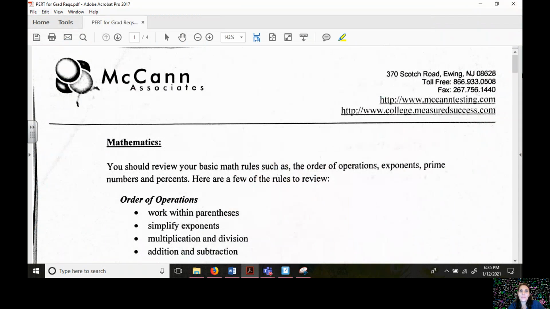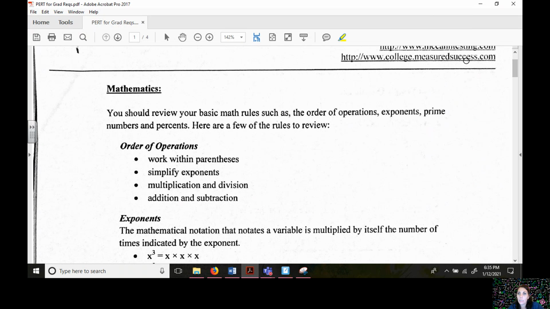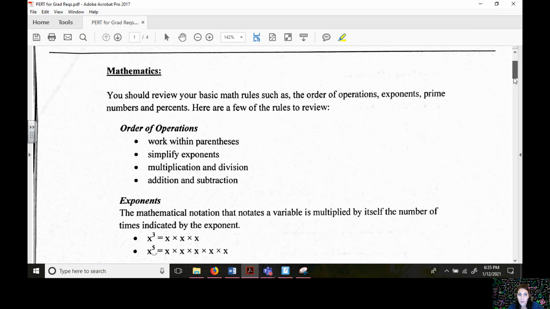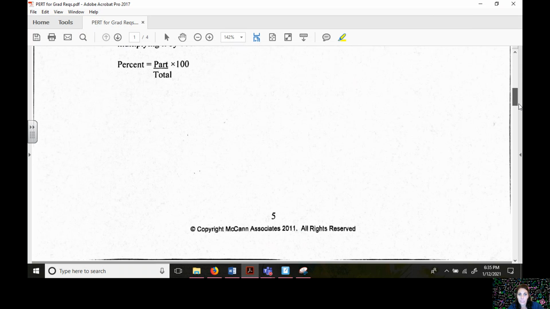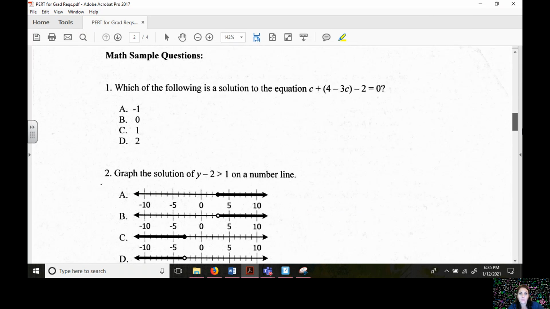Hi, everybody. I am Miss Kundrat, the math coach at Fort Pierce Central High School, and I'm going to go over this PERT practice study guide for your PERT test for graduation requirements. You should all have this packet, and it is straight from the company that makes the PERT test. It looks a little something like this.